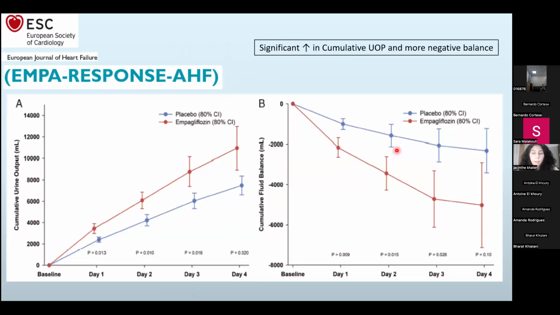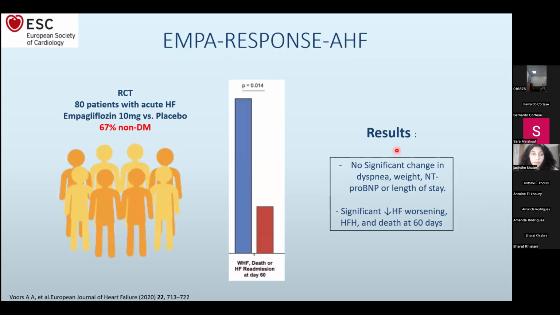Yeah, but what is this? It's a composite endpoint for the study? Yes, that's the result. Yeah, it's an 80 patient study. So, you know, it's debatable.